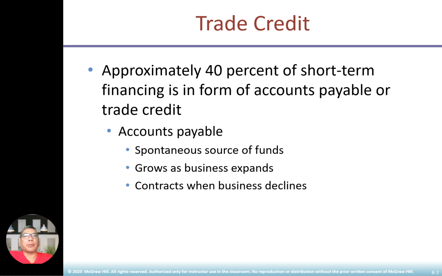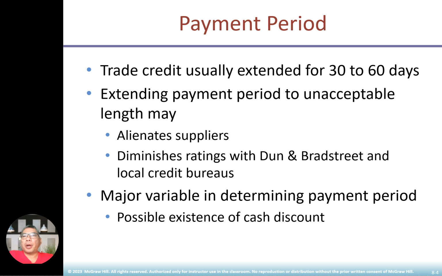What is trade credit? Trade credit is approximately 40% of short-term financing, in the form of accounts payable. Accounts payable is a spontaneous source of funds, which grows as business expands and contracts when business declines. The payment period in trade credit is usually extended for 30 to 60 days. Extending the payment period unreasonably may alienate suppliers and diminish the rating with Dun & Bradstreet and local credit bureaus.